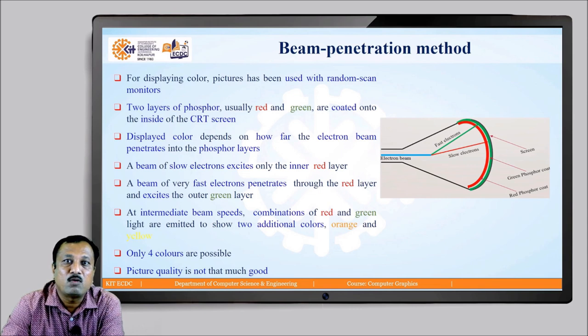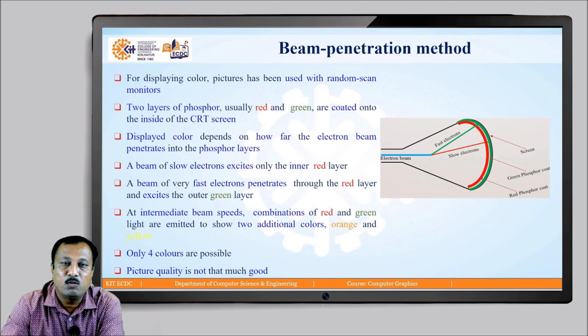The first method is called the beam penetration method. This method is usually used in random scan display devices. It consists of two layers of phosphors, usually red and green, which are coated on the surface of your CRT screen. The color which is displayed on the screen depends upon how far the electron beam penetrates into the phosphor layer.